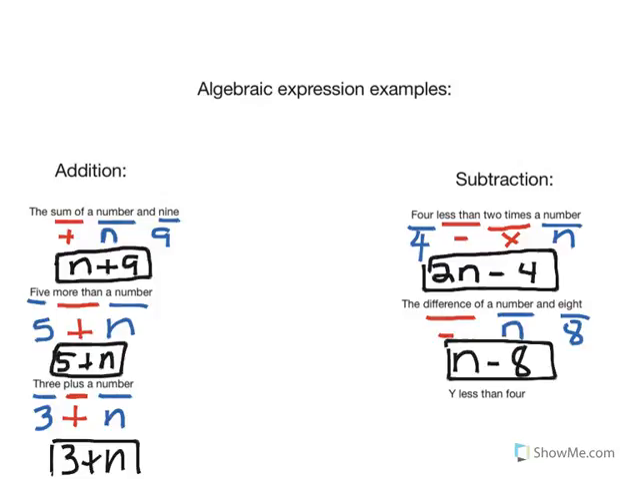Okay? Now, in this next question, we are given the variable already. It says y less than 4. Less than indicates that it's subtraction. Y is our variable and 4 is our number. Okay, so y less than 4 will end up being y minus 4. So that's going to be the answer: y minus 4.